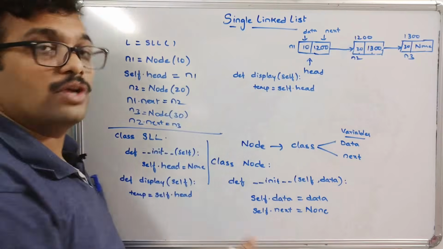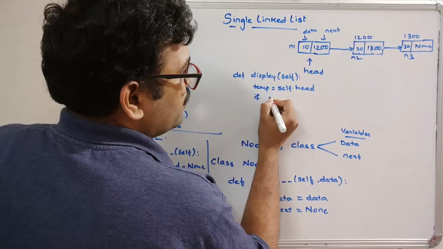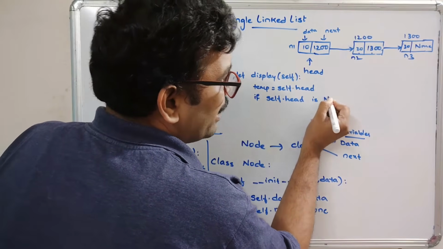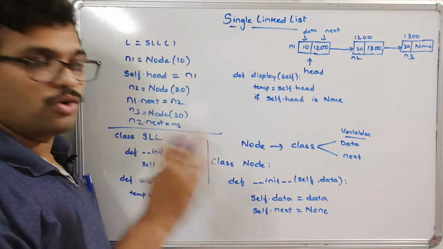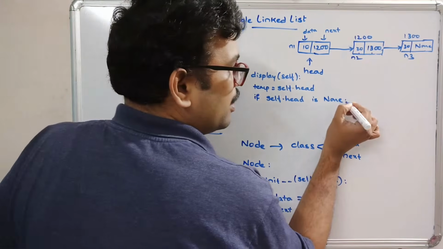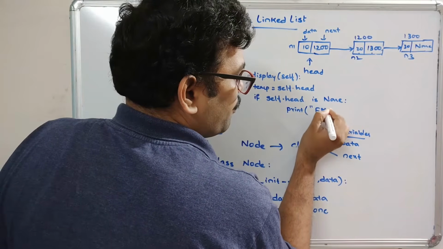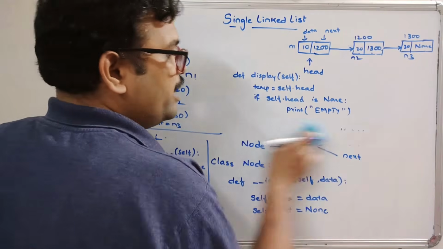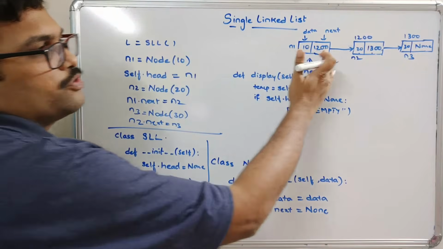Now how to travel? So if it is an empty list, we know that if self dot head is none, because if there is no another node, or if it is having no nodes, so we have created with a none. So if self dot head is none, simply print empty. So we'll print empty. Otherwise we need to travel from the first node to last node, right? From the first node to last node.